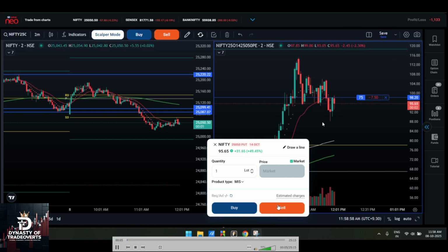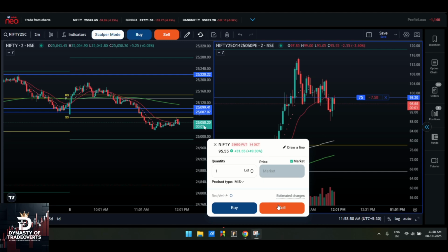Now, this is another clip. So after the loss recovery in the morning, again I repeated yesterday's mistake. I took a couple of trades from the mobile. I recovered my loss in the morning and I was at 290 rupees profit. Then I took a couple of trades from the mobile and I made a loss of 1140 rupees.